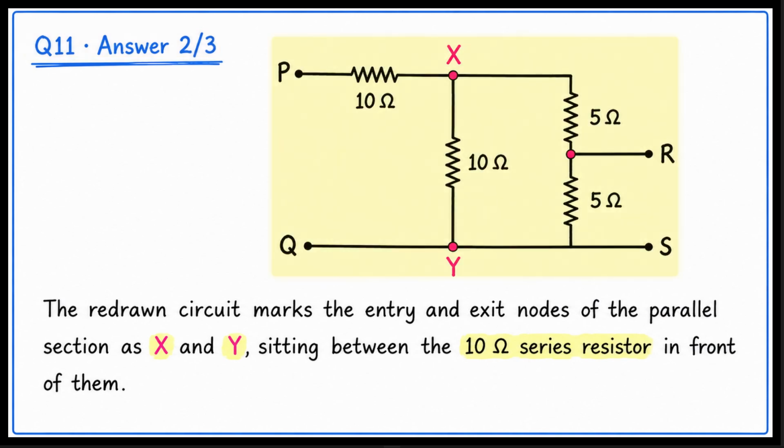The redrawn figure marks the entry and exit of the parallel section. Call them X and Y, sitting between the 10-ohm series resistor in front and the parallel branches behind. That labeling makes the working that follows easier to read.